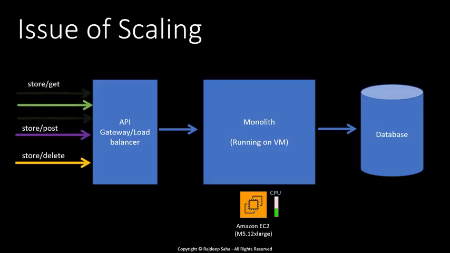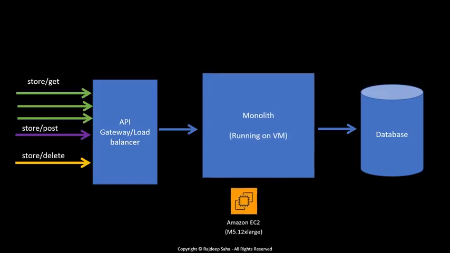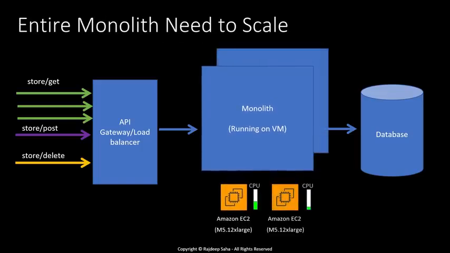So let's say the traffic for store/get increases. So the CPU, as you can see, increased to a threshold limit. And if you have an auto scaling group set for this virtual machine and the threshold for that auto scaling configuration is exceeded, which it is in this case, instead of scaling just the CPU needed for the store/get component, you have to scale the entire monolith, right? Because you cannot really pick apart different components to run on different EC2s with the monolith approach.